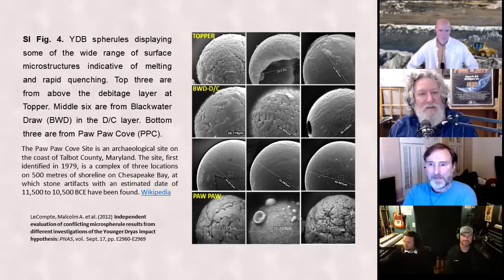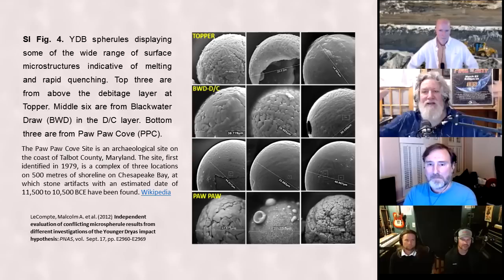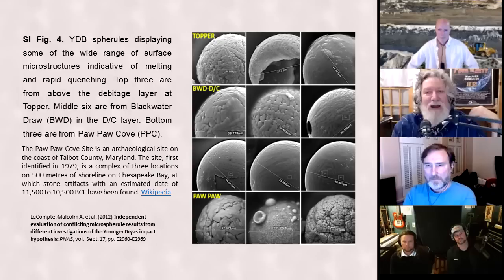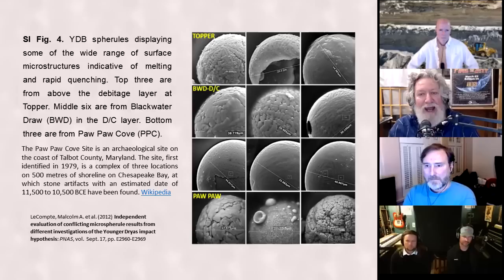So here's, like it says, some of the wide range of surface microstructures indicative of melting and rapid quenching. The top three are from above the debitage layer at Topper. In other words, the debitage is the material left over from the cultural occupancy of the site, right? The making of the tools, the flint knapping and all of that stuff. So right on top of it, you've got this layer of these microspherules that have surface characteristics consistent with melting and then rapid cooling, quenching, right? Then the second row is your Blackwater Draw. And then the bottom is the Pawpaw Cove.